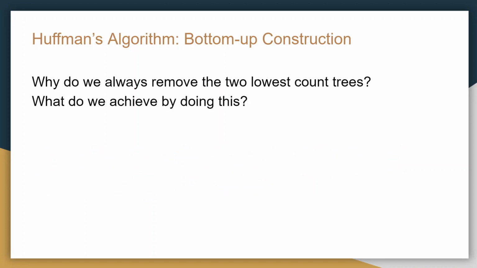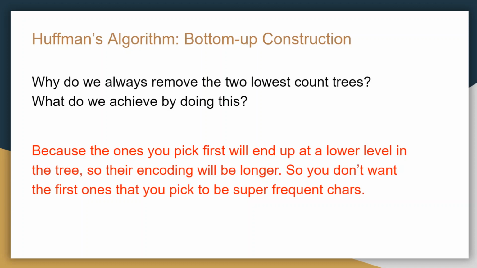Okay, so we're using this bottom-up construction. Why do we always remove the two lowest count trees? And what are we achieving by doing this? Because the ones you pick first will end up at the lower level in the tree, their encoding will be longer. So you don't want the first ones you pick to be super frequent characters.